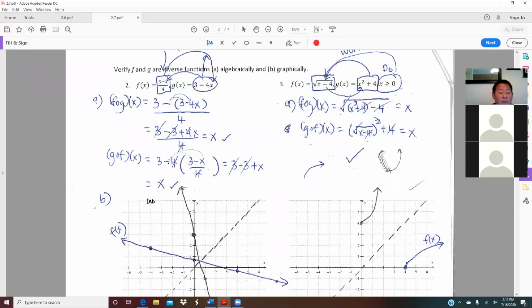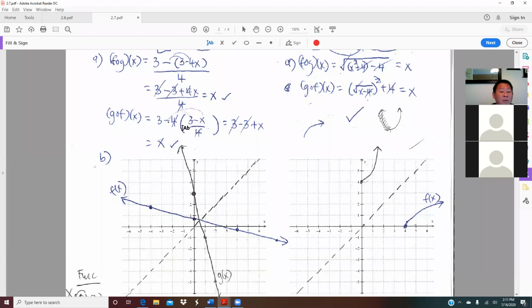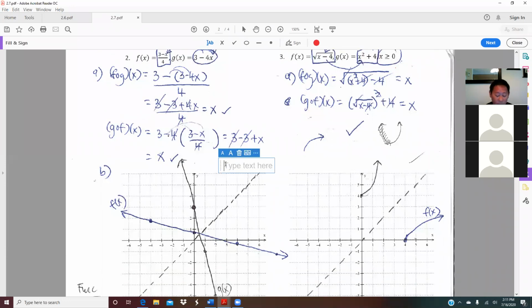How do we do it graphically? You graph these two out. For this f of x equals 3 minus x over 4, I just want to point out that it can be written as 3 over 4 minus x over 4. I can split that 4 into 2. So that means my y-intercept is at 0, 3/4. And then I go using rise over run. I go down 1 and then go over 4. So this line is your f of x.